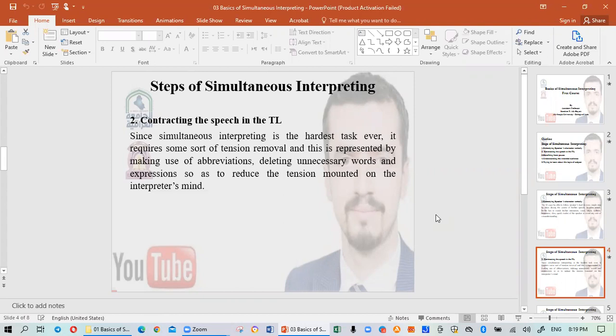When we talk about Arabic into English, interpreting abbreviation will have the upper hand.